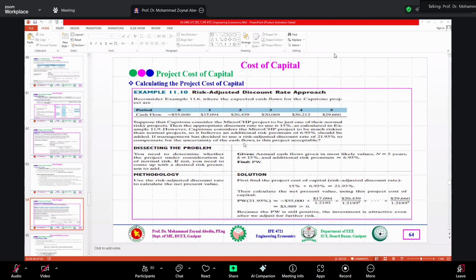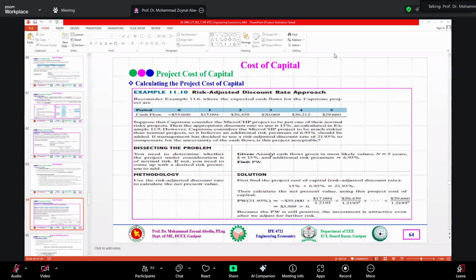If management had decided to use a risk adjusted discount rate of 21.93%, okay, now management has adjusted because previously the discount rate is 15%. Now additionally 6.93%. What is the total value? If you add these two values, it will be 21.93% to compensate for the uncertainty of the cash flows. Is the project acceptable? We have to decide, as it is an economic decision.